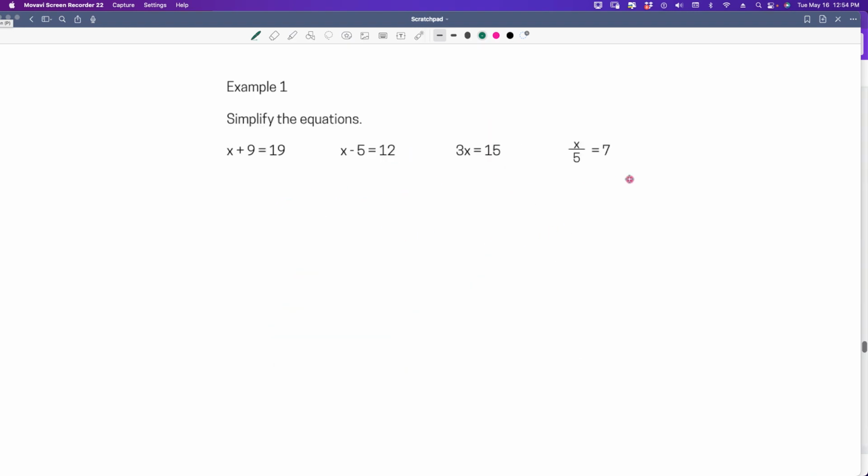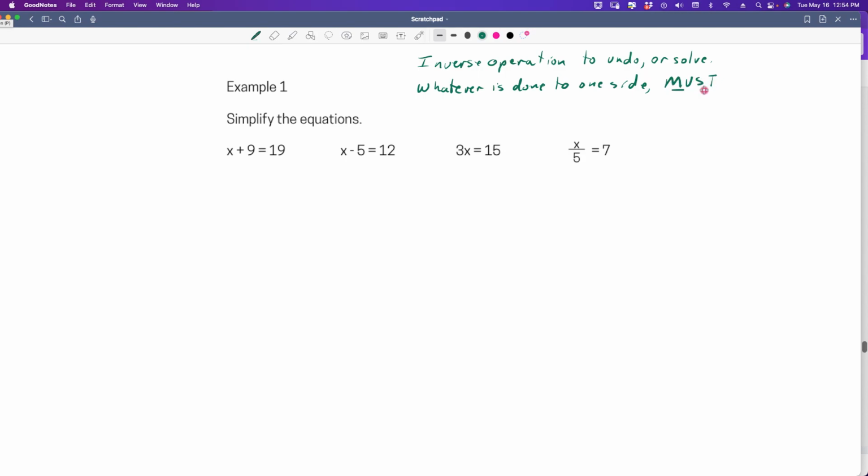So here we have example 1. We've got 4 problems, and they're all different types of problems. We have addition, subtraction, multiplication, and division. So we're going to use the inverse operation to undo or solve an equation. And the golden rule of equations is whatever you do to one side, must, and that's must in capital letters and an underline, be done to the other side. Okay, so those are notes that you need to have in your notebook.